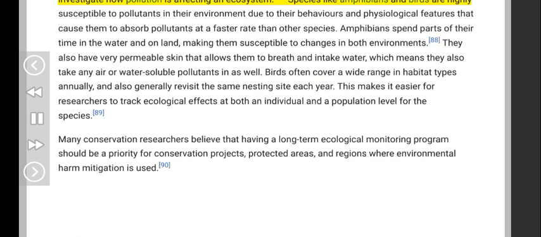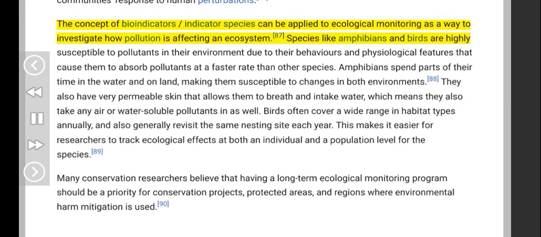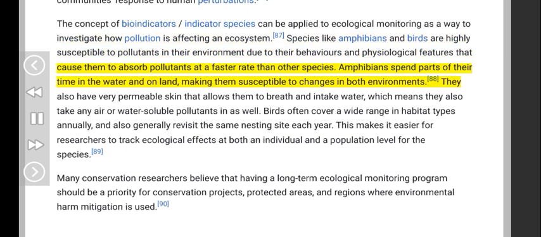The concept of bioindicators, indicator species, can be applied to ecological monitoring as a way to investigate how pollution is affecting an ecosystem. Species like amphibians and birds are highly susceptible to pollutants in their environment due to their behaviors and physiological features that cause them to absorb pollutants at a faster rate than other species. Amphibians spend parts of their time in the water and on land, making them susceptible to changes in both environments.